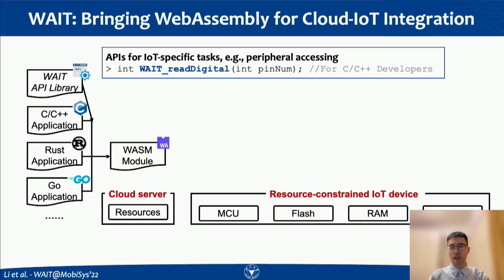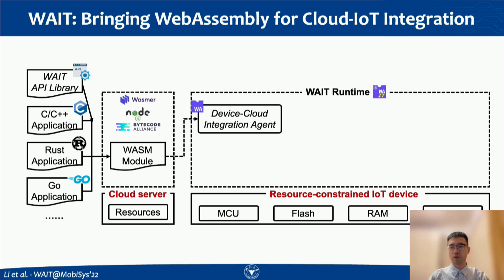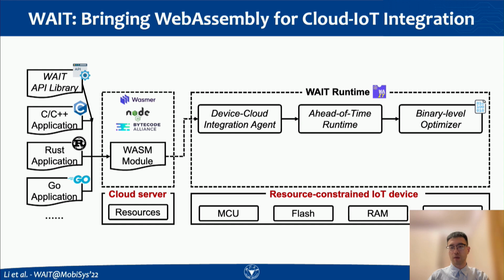Then the developer's application is compiled to WebAssembly and can run on the cloud server. The WebAssembly module can also be distributed to the IoT device if necessary, such as when the module needs to read sensors. On the device, WAIT has an ahead-of-time runtime to first compile WebAssembly to native code for efficient execution. Then, a binary-level optimizer optimizes the energy consumption of the generated binary.